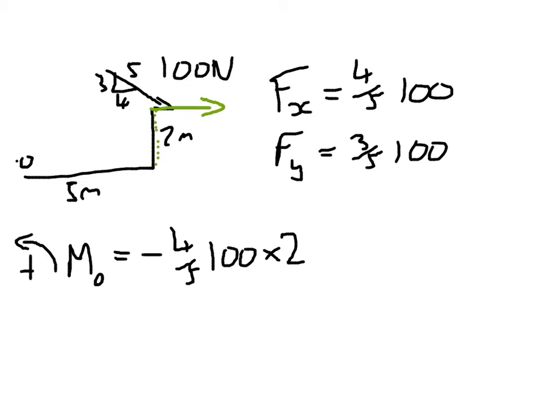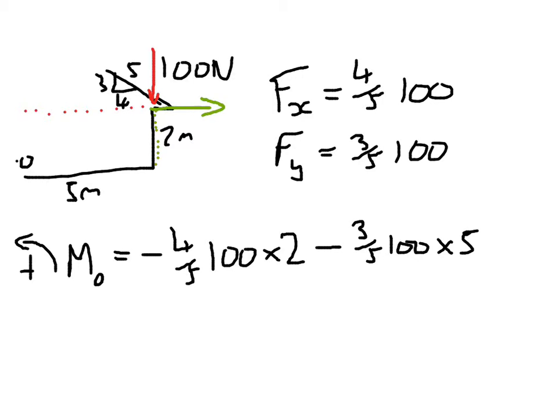In the y direction, we've got a similar thing. We've got the y component which is acting this way. It's going to be this perpendicular distance, so 5 meters. And it's also turning clockwise. So we're going to have minus 3/5 of 100, times 5 meters. So both of those negative signs are due to the direction that the moment is acting, not due to the direction that the forces are acting.